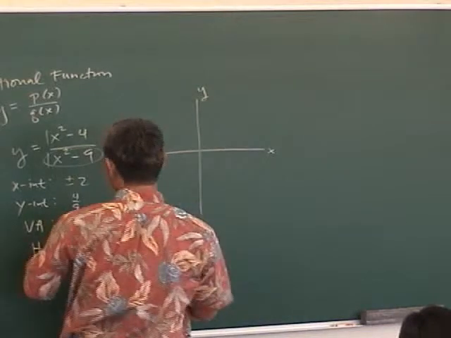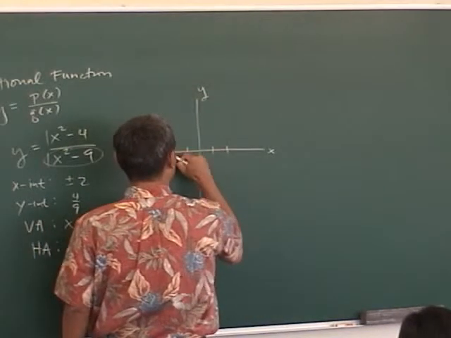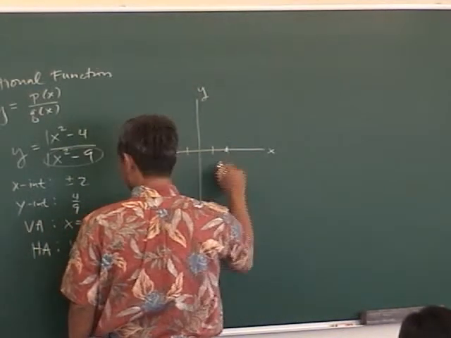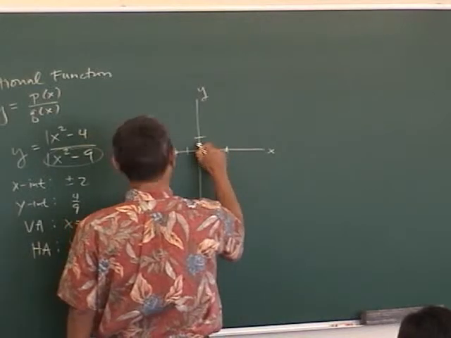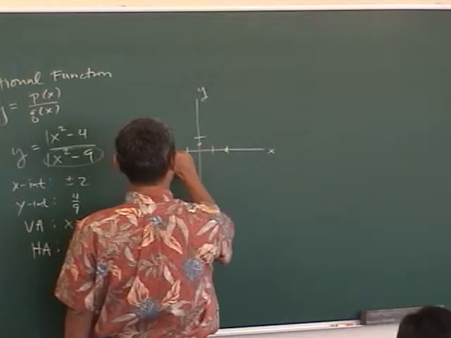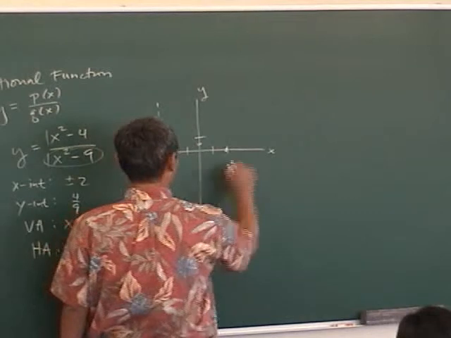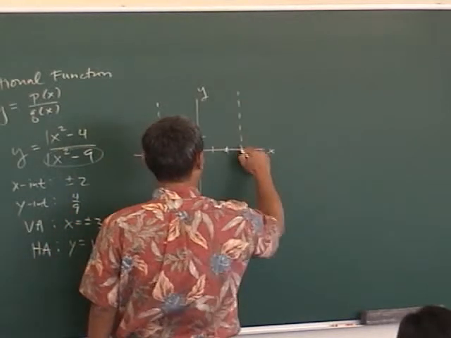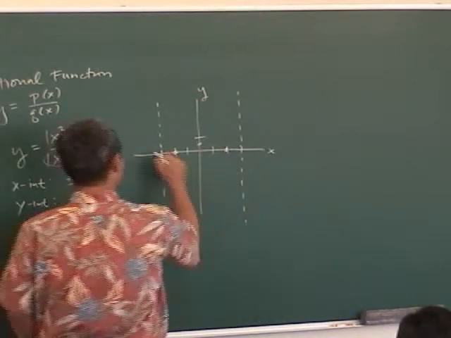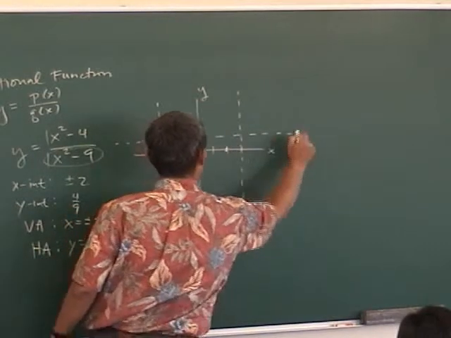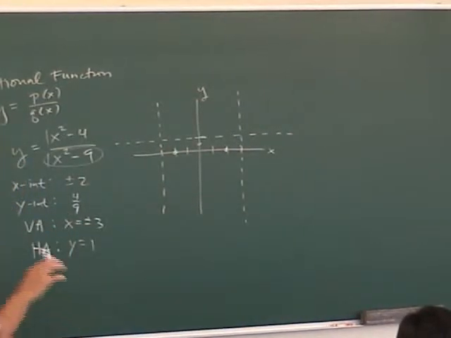Okay, so plot the x-intercepts, plus or minus 2. Y-intercept, 4/9. Vertical asymptotes, x equals negative 3, x equals 3. Horizontal asymptote, y equals 1. And there you go. If you draw all of these things in, the graph is just staring you in the face already, right?